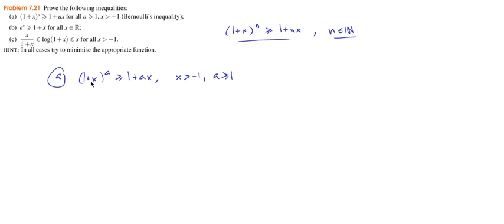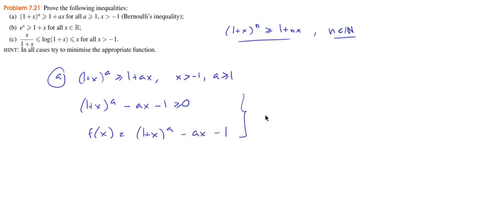So let's see. This inequality can also be expressed like this: (1 plus x) to the a minus ax minus 1 is greater or equal than 0, right? And we can call this expression a function f, f of x equals (1 plus x) to the a minus ax minus 1. So this inequality is the same as saying that my function f of x is always greater or equal than 0, right? And so how do we check this?